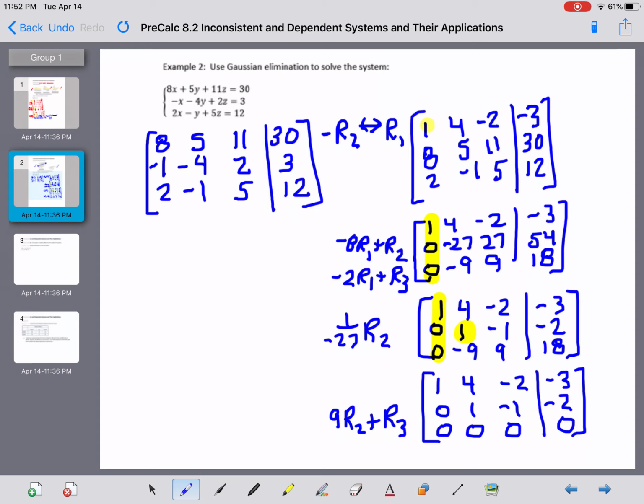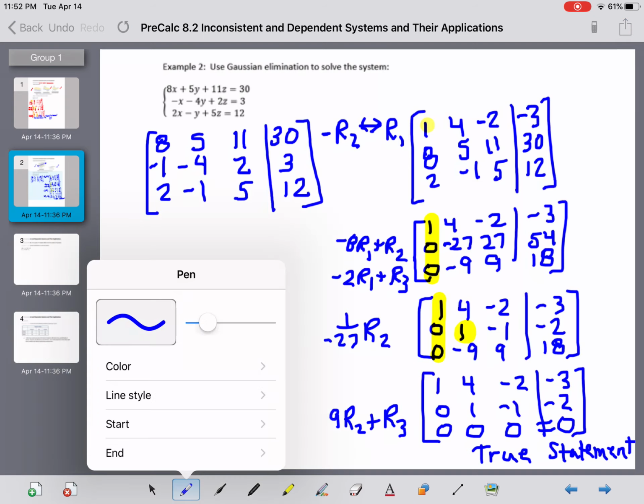So once again, I seem to have eliminated all my x's, y's, and z's. But what I noticed this time, unlike the page before, is that this is a true statement because I get 0 equals 0. Since this is a true statement, I don't have no solution. I'm going to have infinite solutions. However, we don't just get to write infinite solutions. We have another task we need to do here.